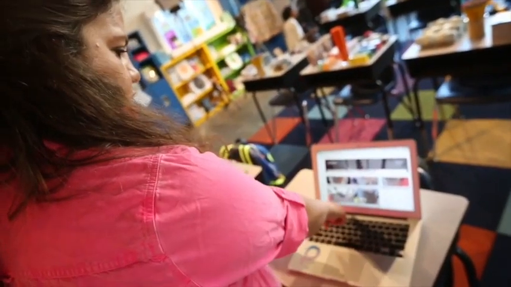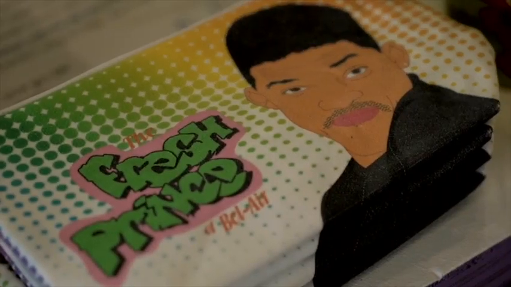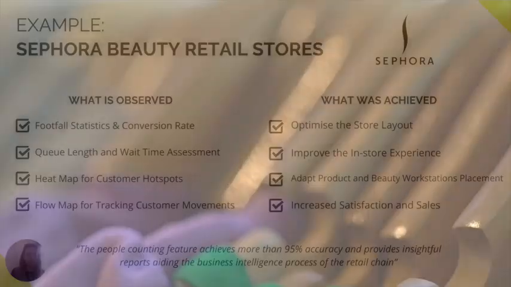Retailers can access Prism's platform in real time, which helps them make quick adjustments to a store's layout or placement and price of an item.